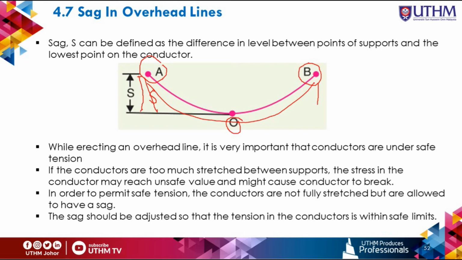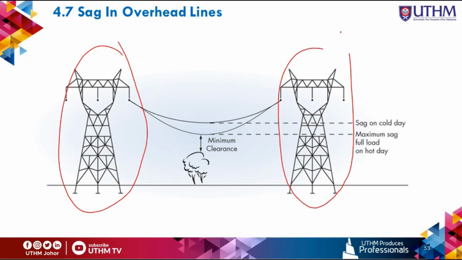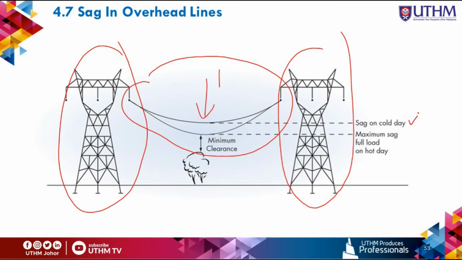So the sag should be adjusted so that the tension in the conductors is within safe limits. Here is the figure. You can see here we have two towers and also conductors. If you look at the upper level, this is the sag of the conductor during the cold day. And the lower level is the sag of the conductor during the hot day, which is the maximum sag, full load.